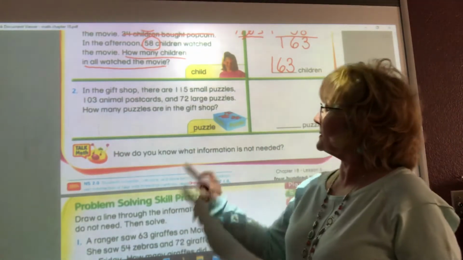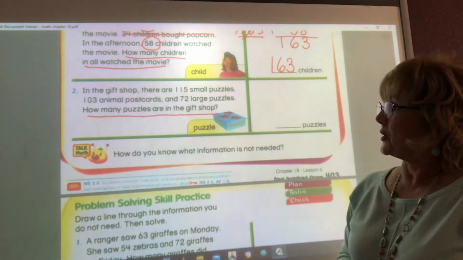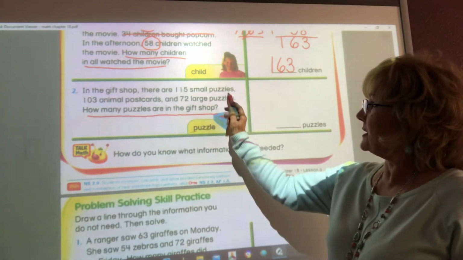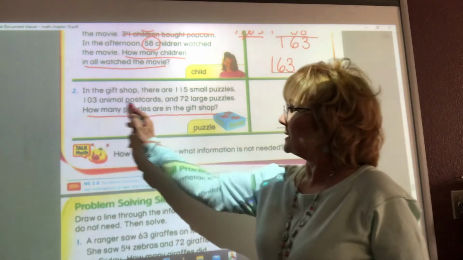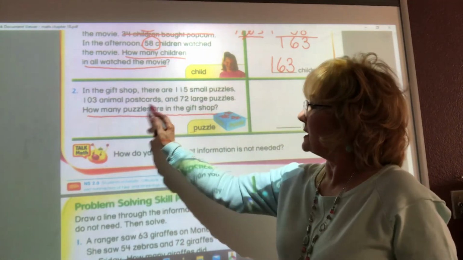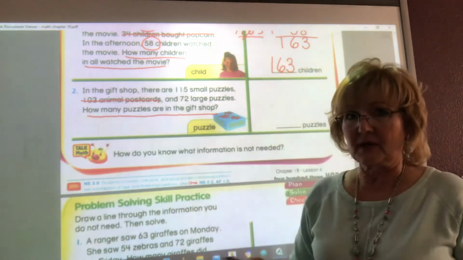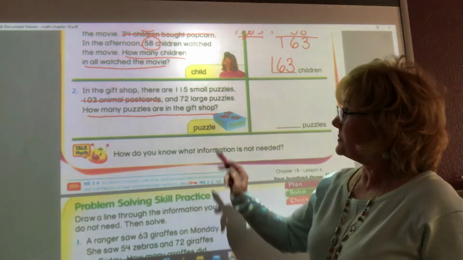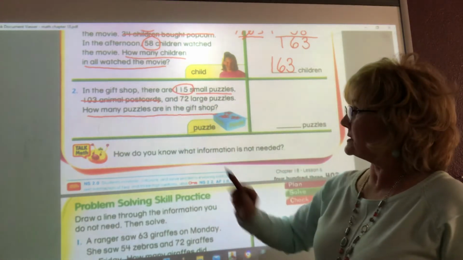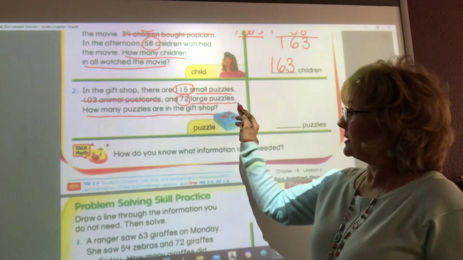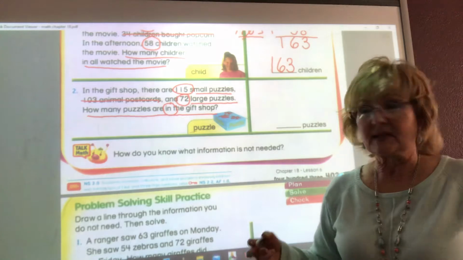Well, let's read the question. Underline it. How many puzzles are in the gift shop? Do you see anything that does not say puzzles with a number? Postcards. 103 animal postcards. We don't care about that. Not to be rude, but we don't. So there are 115 small puzzles, 72 large puzzles. How many are in? Same thing as in all.